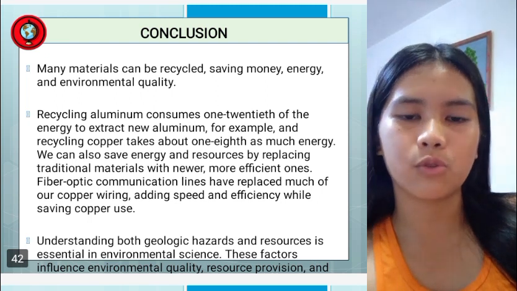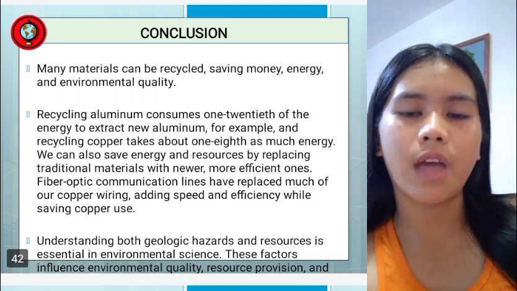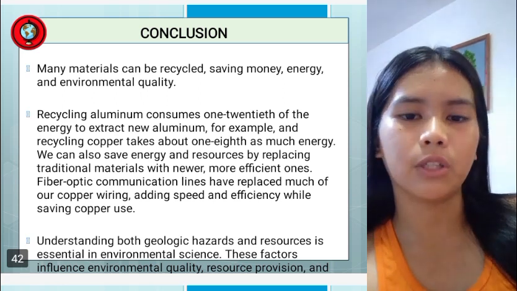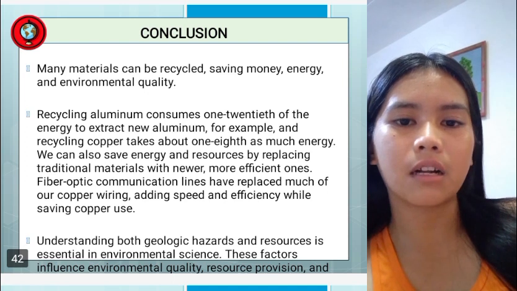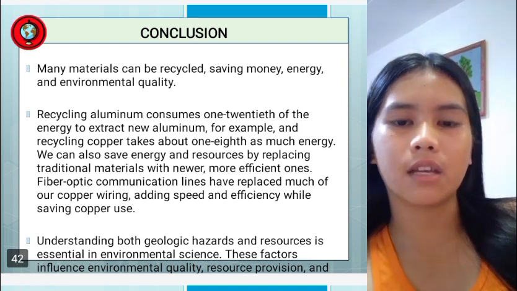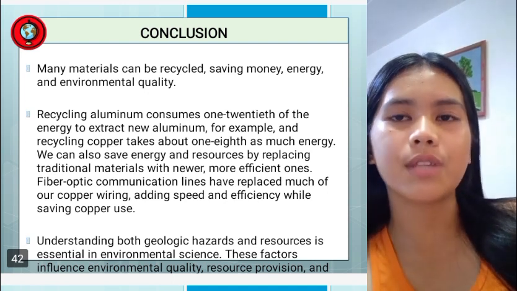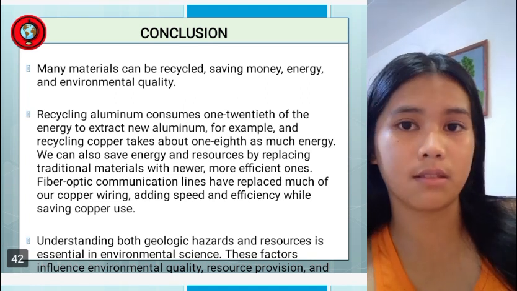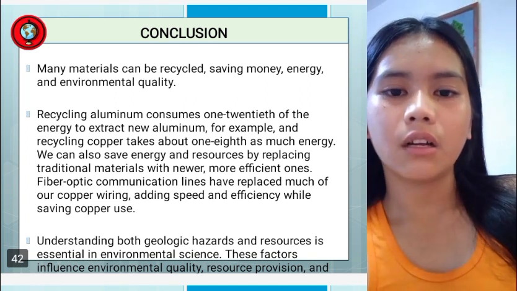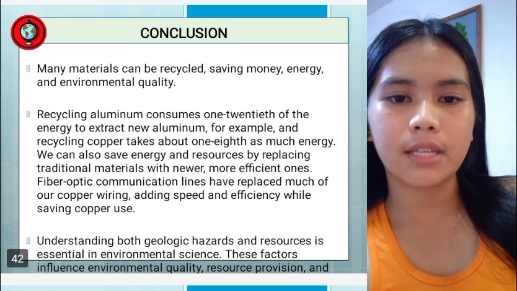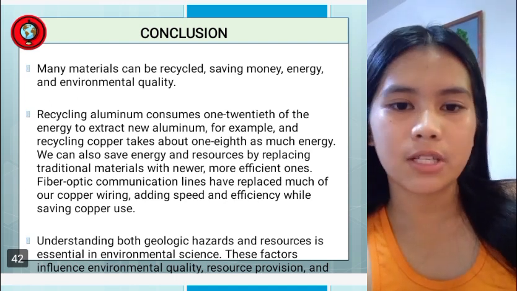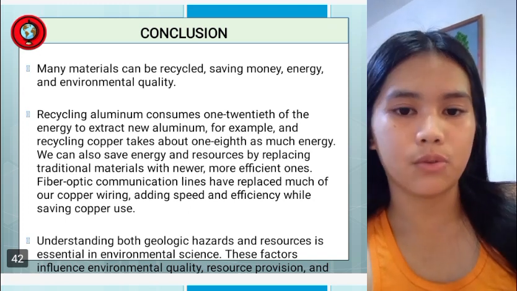Recycling aluminum consumes 1/20th of the energy to extract new aluminum. For example, recycling copper takes about 1/8 as much energy. We can also save energy and resources by replacing traditional materials with newer, more efficient ones. Fiber optic communication lines have replaced much of our copper wiring, adding speed and efficiency while saving copper use.